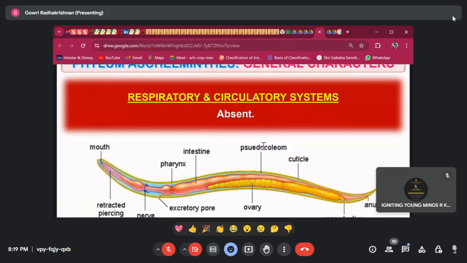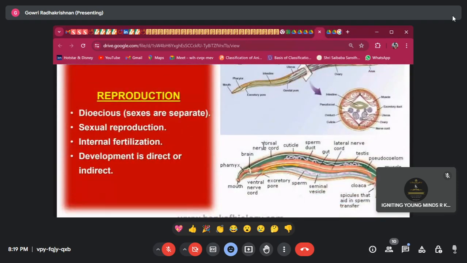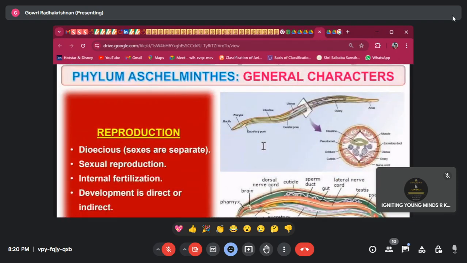Respiratory and circulatory system is absent. Reproduction. This is dioecious. That means it exhibits different separate sexes. Male worm and female worm, two different forms will be there. Sexual reproduction, internal fertilization, development is direct or indirect. It depends on the individual.